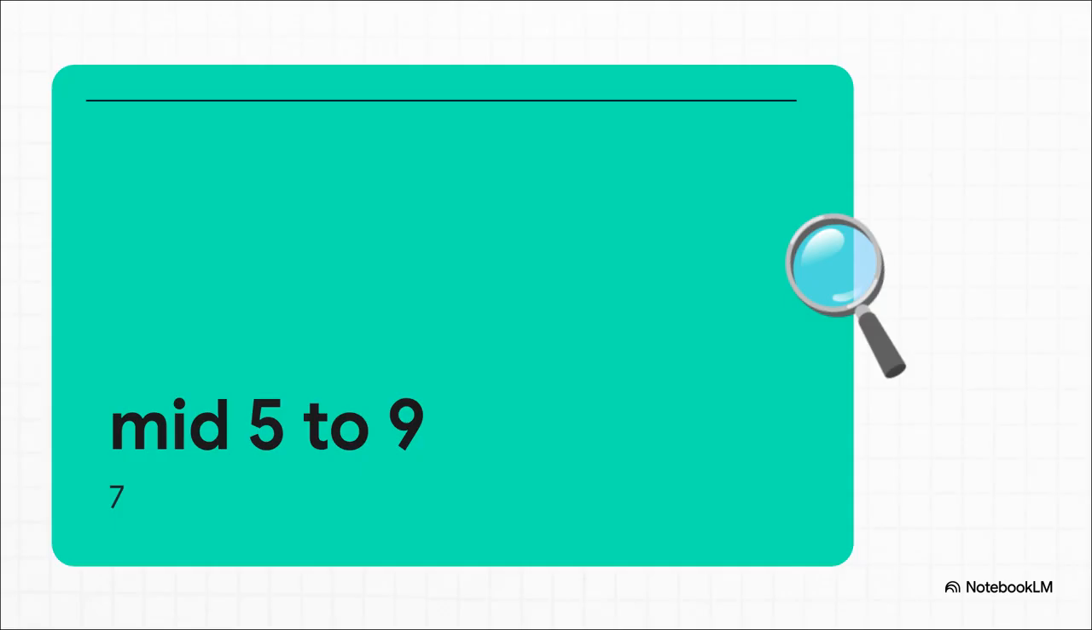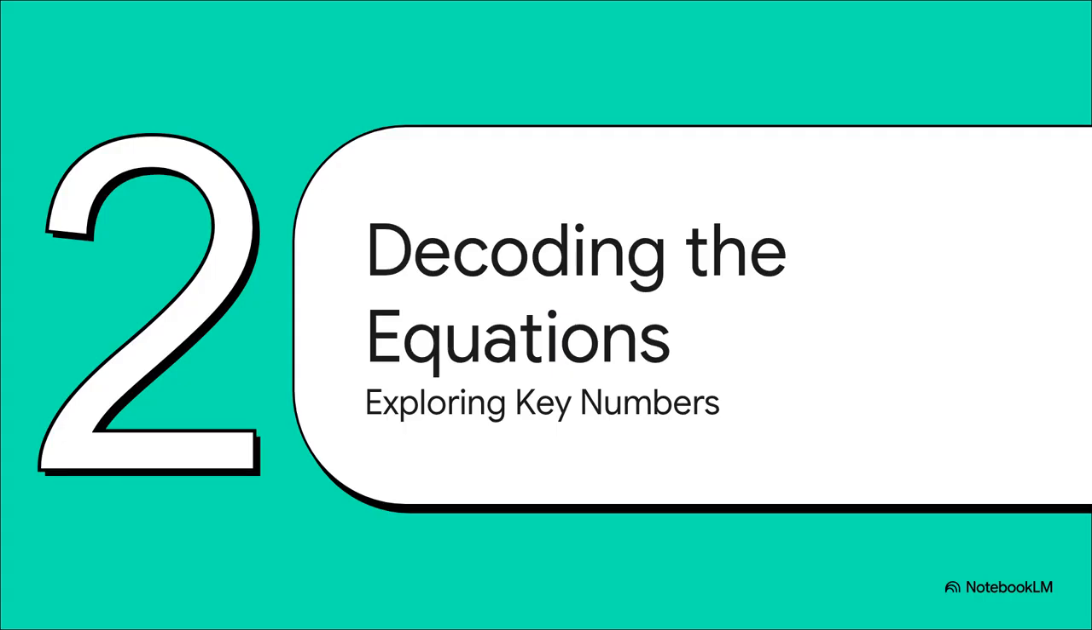Now let's look at this last mid example. This one is mid 5 to 9. If we follow the same pattern, the middle number between 5 and 9 is 7. Okay, now this number is important. Make a mental note of it, because 7 is the first major key that's going to unlock the rest of this whole puzzle. All right, so we've got the mid concept down. We're ready for level 2. Let's move on and see how this simple idea starts to build into something way more complex.